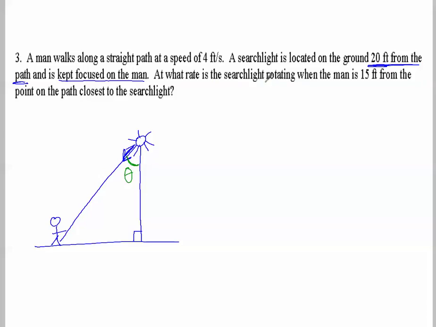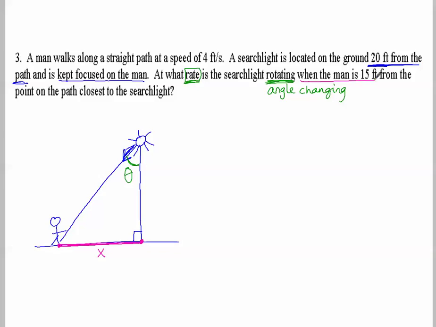At what rate is the searchlight rotating? So that's an angle that's changing. An angle is changing when I see rotating, and that's a rate, so we know that means derivative. When the man is 15 feet from the point on the path closest to the searchlight, here's the point on the path closest to the searchlight. So we're measuring his distance here as he's walking. It doesn't say if he's walking away or towards that point, but it is measuring that distance. I'm going to call that distance x because it's a horizontal distance.